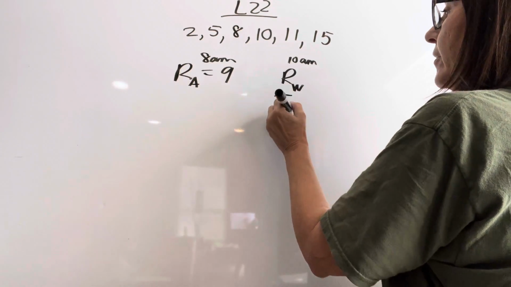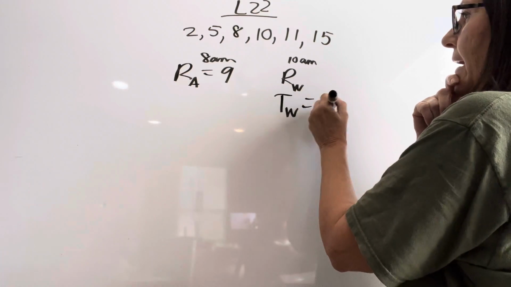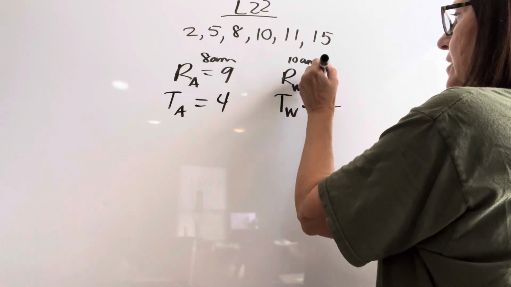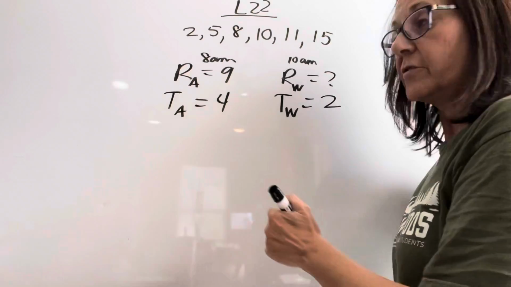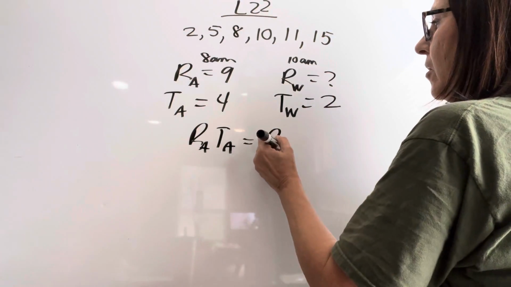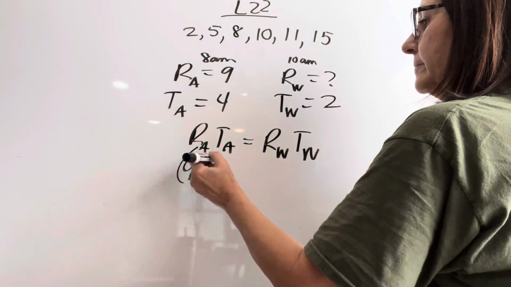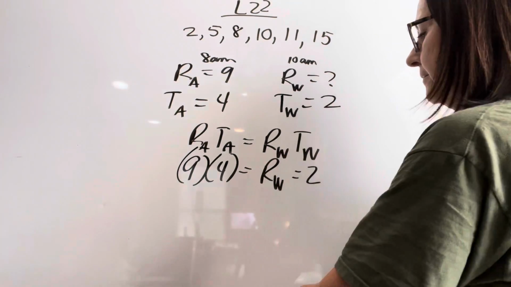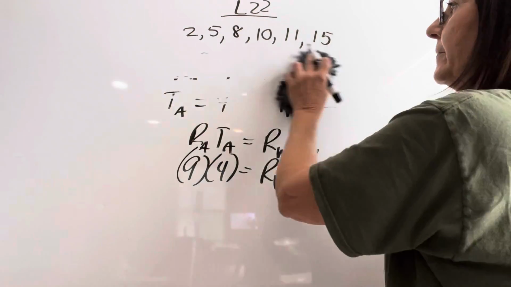So the time of Wilhelm, he only traveled for 2 hours, but the time of Alonzo was 2 more hours, so it's 4 hours. So we don't know the rate of Wilhelm. How fast did he run? So their distances are the same. So RATA is going to equal RWTW, and you're just going to solve for RW. All right, so that's problem 2, and you can solve it from there.